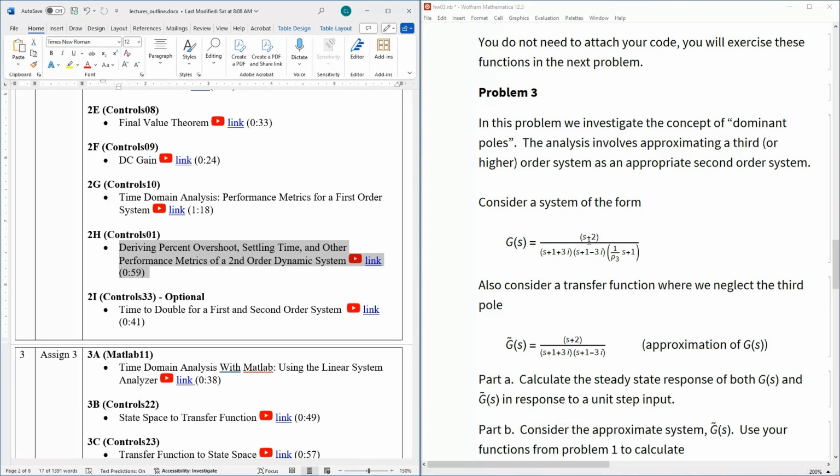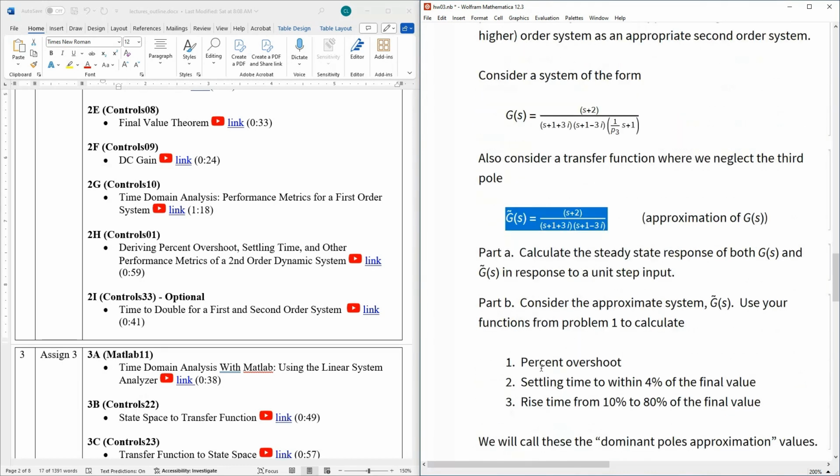So now the question becomes, this third pole is really messing up our math. If this thing were not here, I would have a nice second order system. Well, tell you what, why don't we do that? Let's make an approximation, let's call it G tilde, where I'm just going to neglect this third pole. And now what I want to look at in this problem is, is it a safe assumption to neglect the third pole or not? Does the system behave differently if you have that third pole or not? And the way we're going to characterize differently is things like the percent overshoot, the settling time, the rise time.